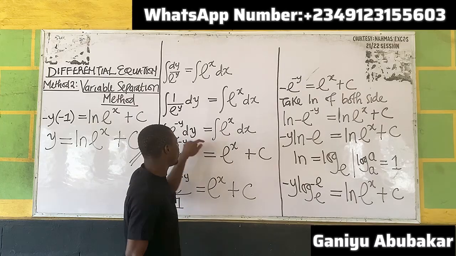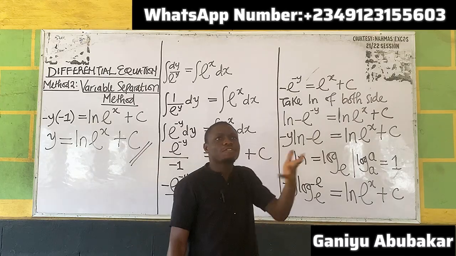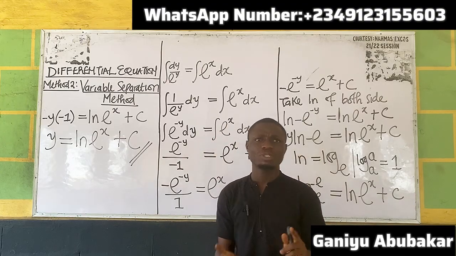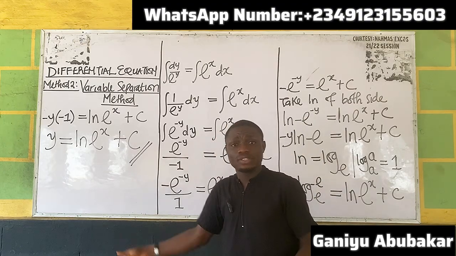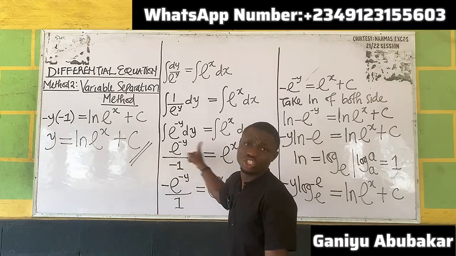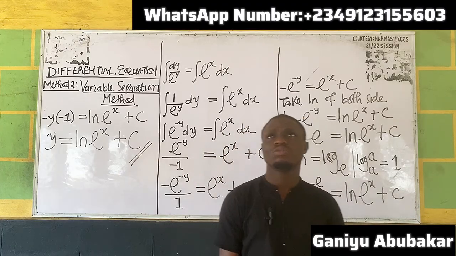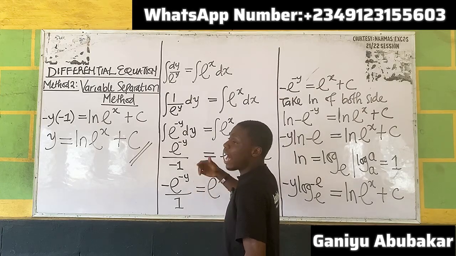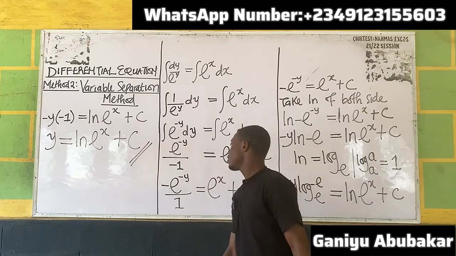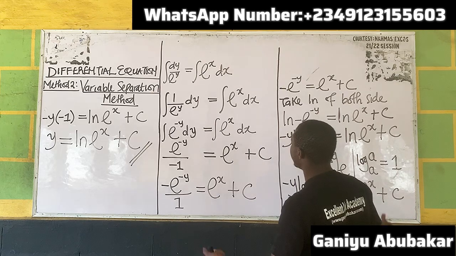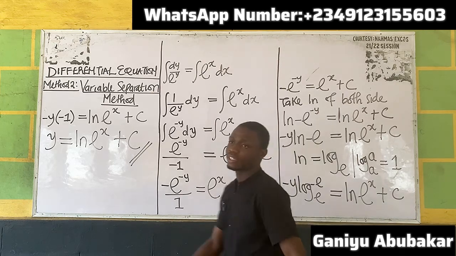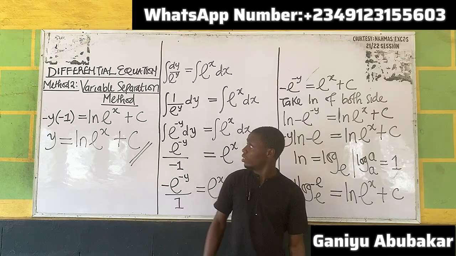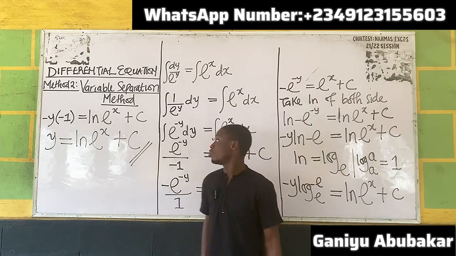This is a process you should always look out for, right? Always watch out for this process. You always differentiate something with respect to y and also with respect to what? The x. So I have these things here. This is a solved problem of this kind. Let's proceed to the second example of this variable separation method.